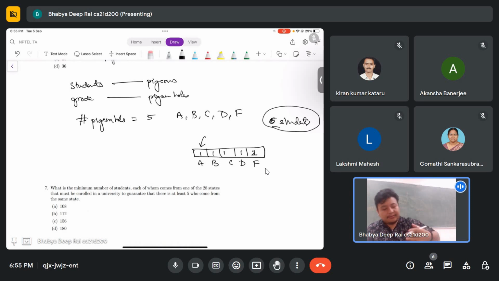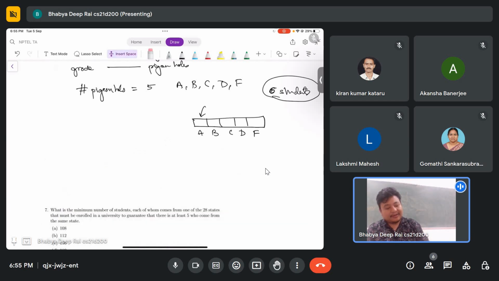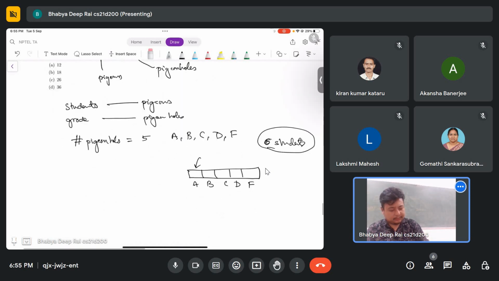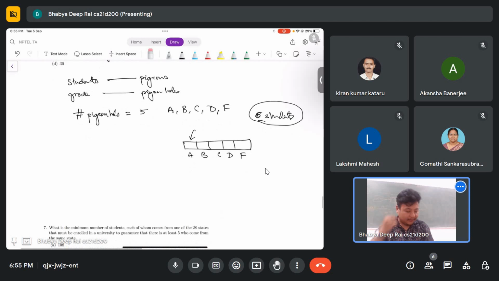So what we need to do is increase the number of students so much that all of them will have at least 6 people. There is a logical way to think about it, and there is the formula way of thinking about it. Well, okay, I'll tell the formula way first.